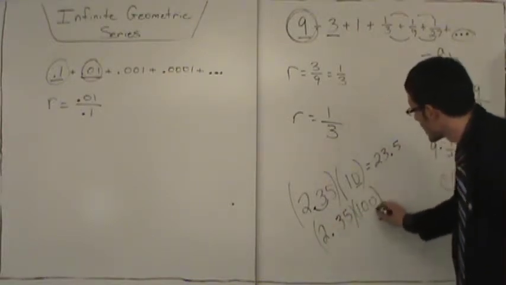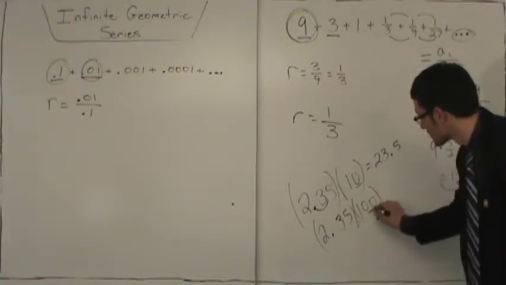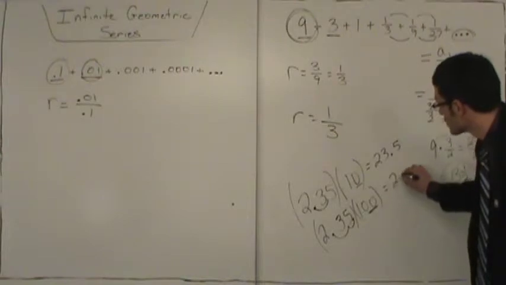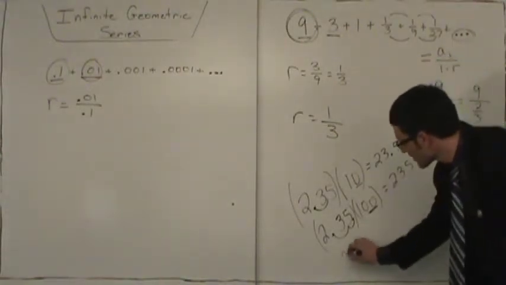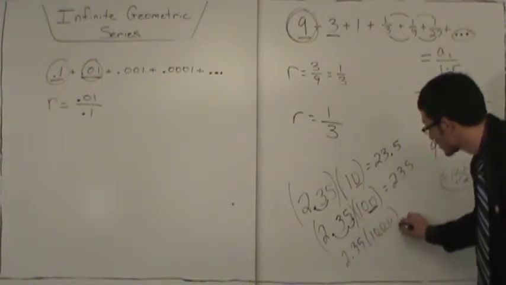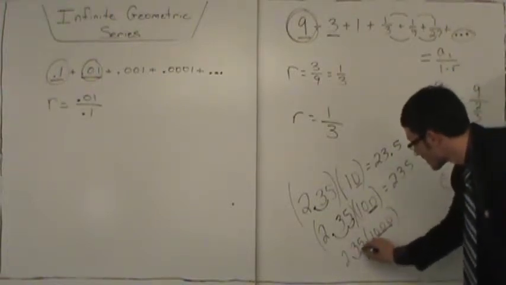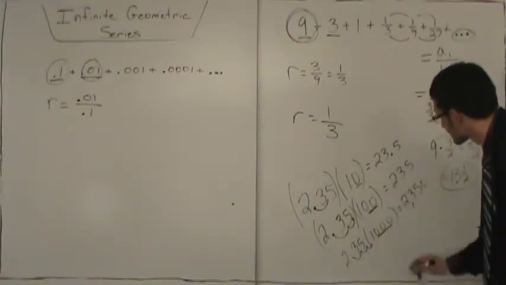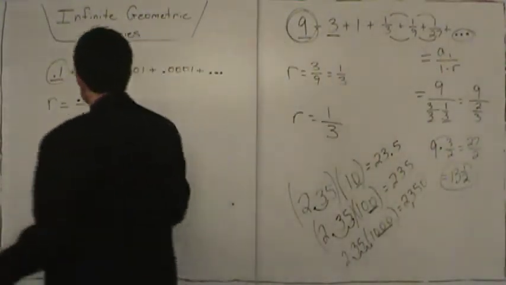Now my question is, what if we have 2.35 multiplied by 100? If we multiply by 100, how many times do we move the decimal place? Well, there are 2 zeros, so we're going to move the decimal place twice, making it larger, to 235. What about 2.35 times 1,000? How many decimal places are we going to move it? We're going to move it 3 because we have 3 zeros. So we end up with 2,350.